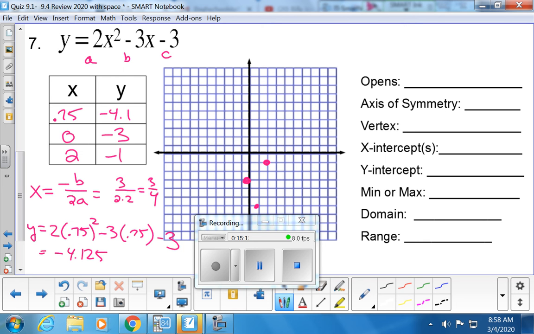The table, or the picture, kind of looks like this. Well, maybe that is right. I'm terrible at my drawings, but it kind of does look like that. It would open up. It'd have an axis of symmetry of 0.75.